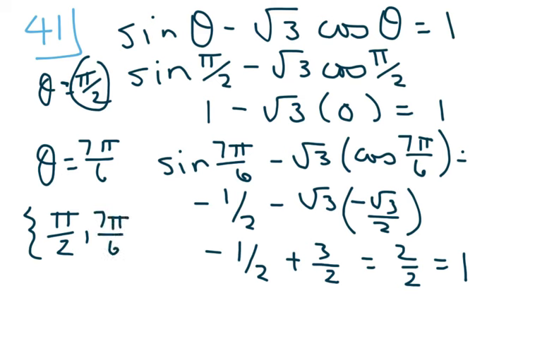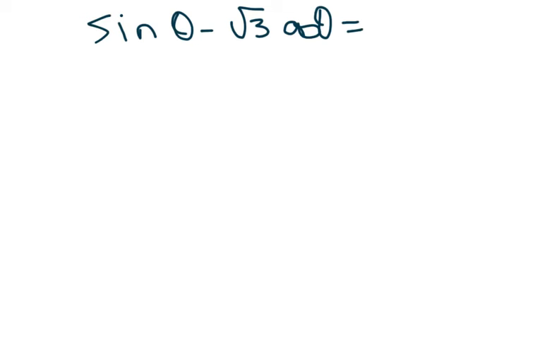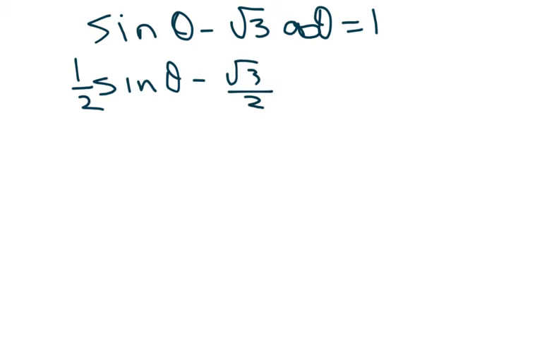And that's by guess and check, which we don't want to do. But I just want to show you what the whole thing's about. So this is what they're going to do. They're going to take sine of theta minus root 3 cosine of theta equals 1, and they're going to divide everything by 2. So you have 1/2 sine of theta minus root 3 over 2 cosine of theta equals 1/2.